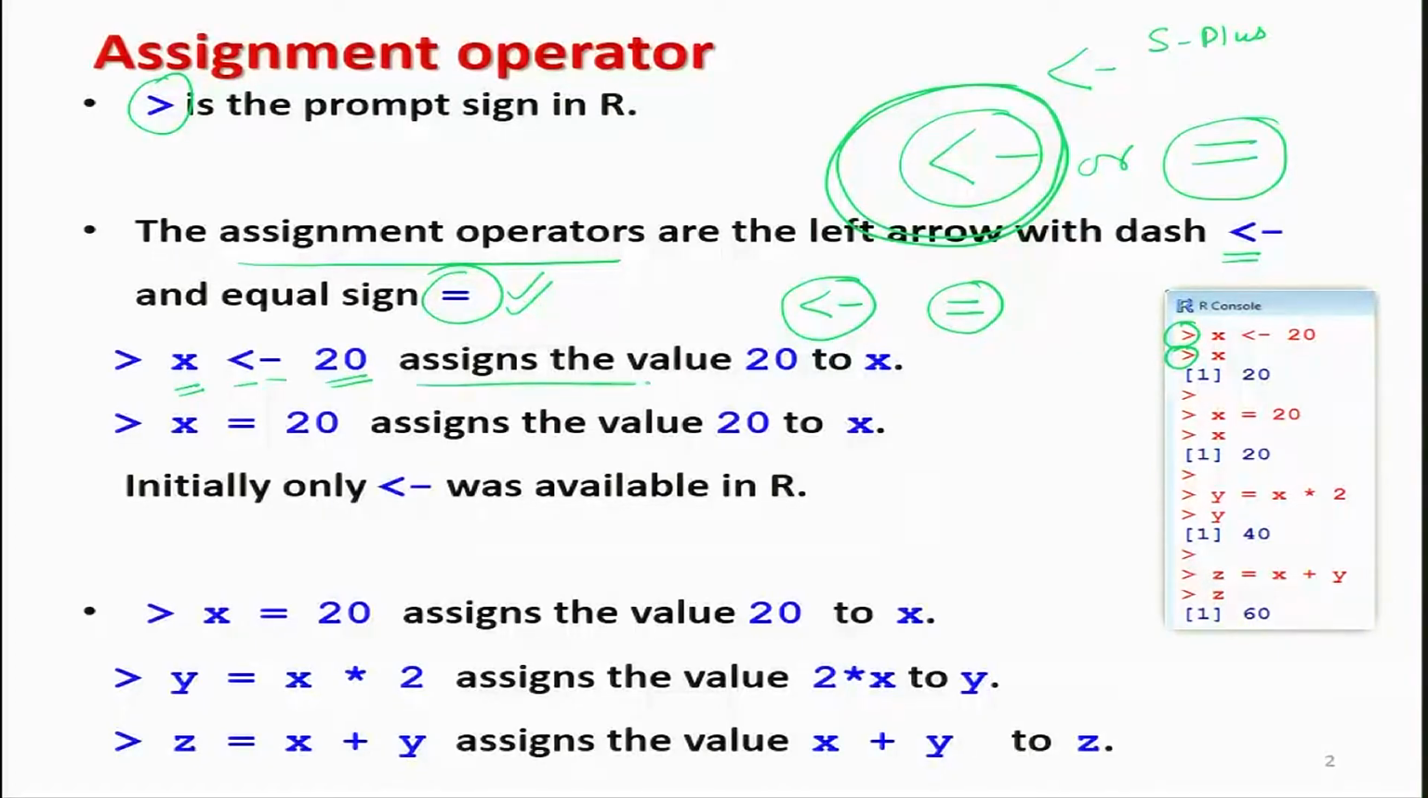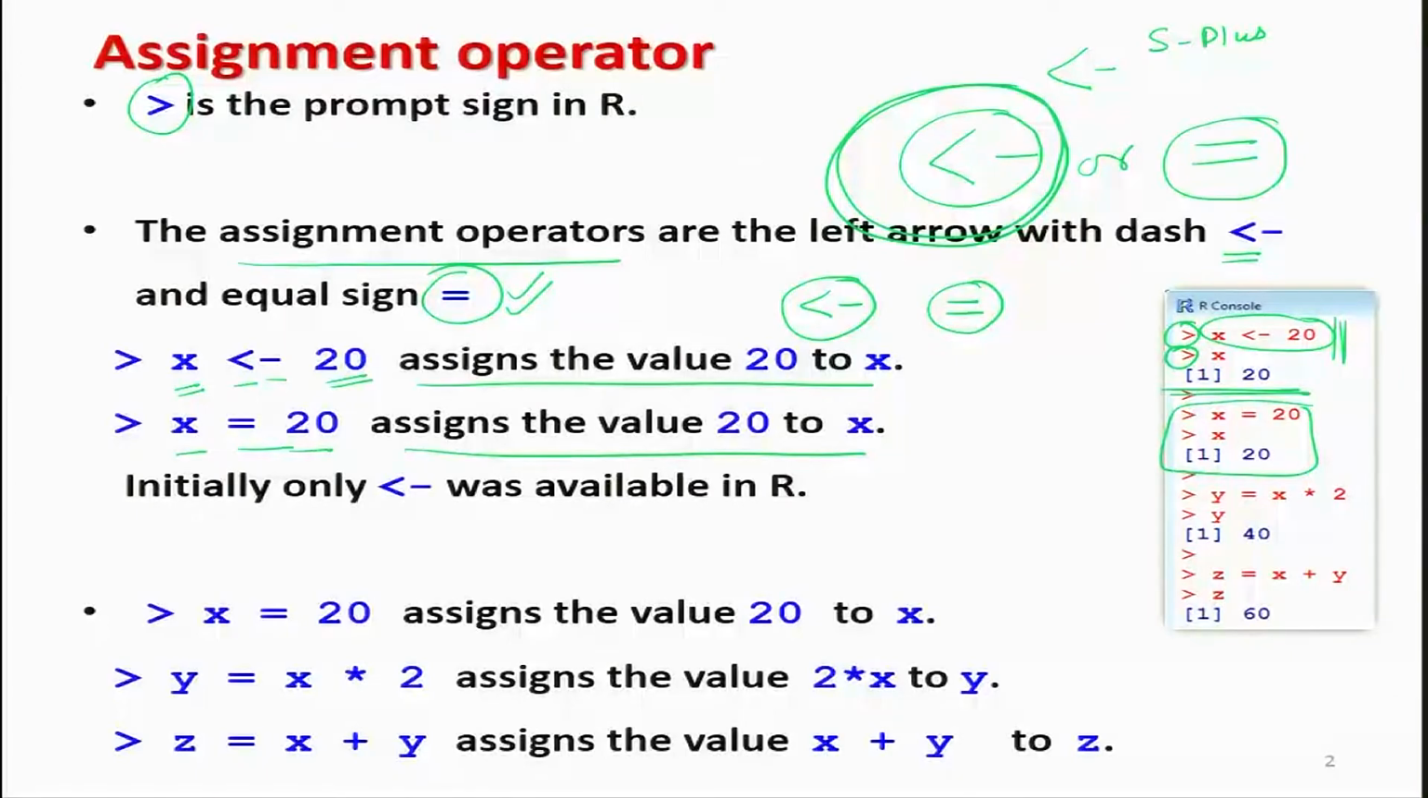So this is going to assign the value 20 to x, and similarly, if you write x equal to 20, this is also going to do the same thing and assign the value 20 to x. You can see here in the R console, if you write x less than hyphen 20, this gives you 20, and when you write x equal to 20, this also gives you 20. And once you have assigned a value to a variable, it is also possible to assign a variable to another variable.